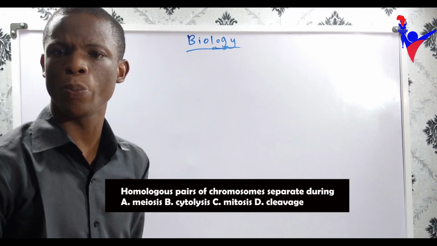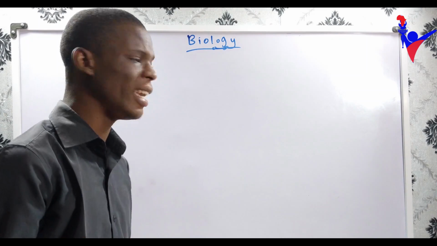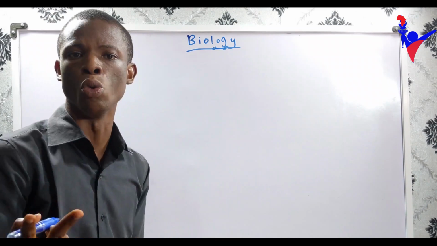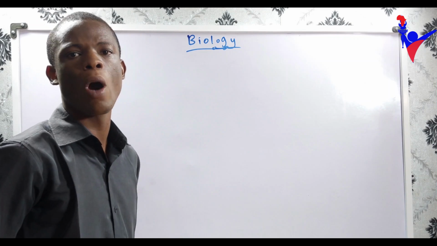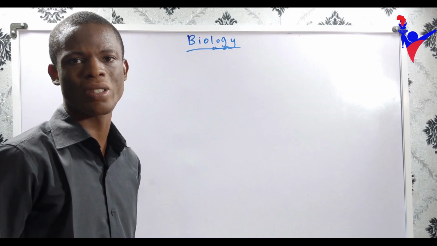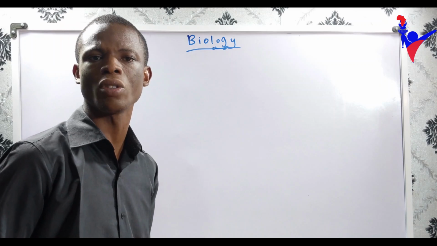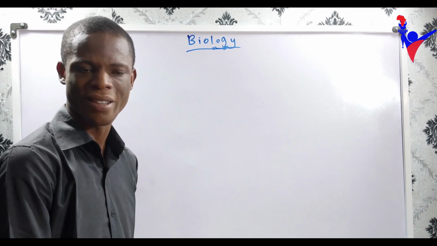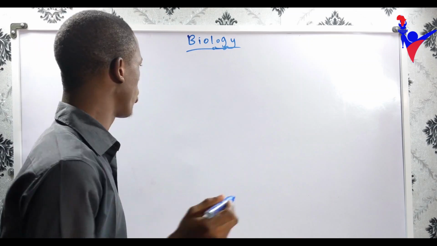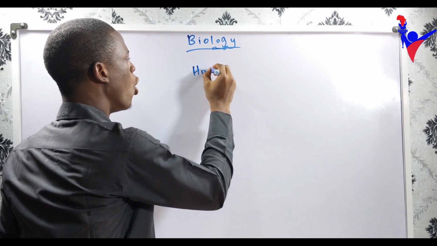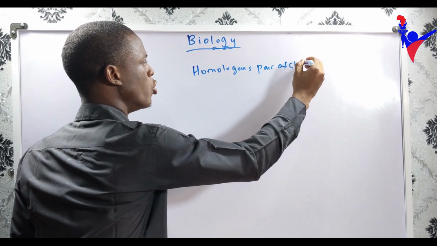So homologous pairs of chromosome, mind you, anything that is called a pair occurs in two. When you say, for example, you can see a man or a woman with a pair of trousers. A pair of trousers is not just a single part of the trouser, but a pair of trousers is two. A pair is just denoting two things, and the homologous pair of chromosome.